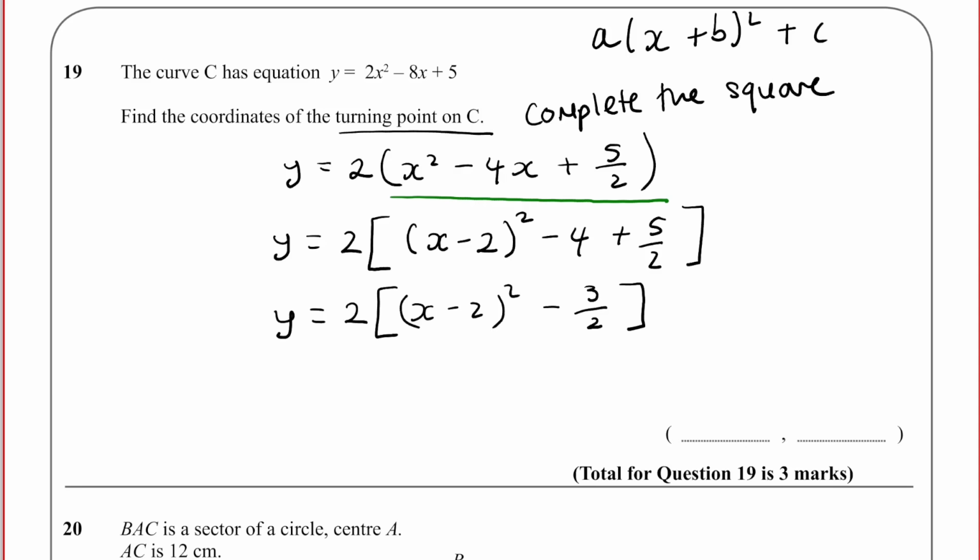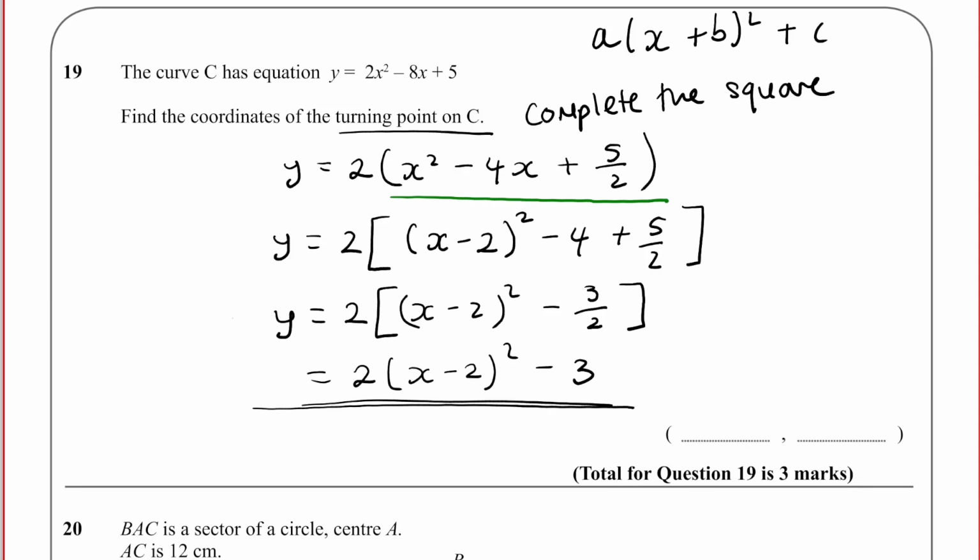And then I'm going to expand back this big bracket. So 2 times (x minus 2) squared. So it's 2 times that, and then 2 times that. 2 times (x minus 2) squared is just 2 times (x minus 2) squared. 2 times minus 1.5 is minus 3. So now it's in the right form. It's in the completed the square form.